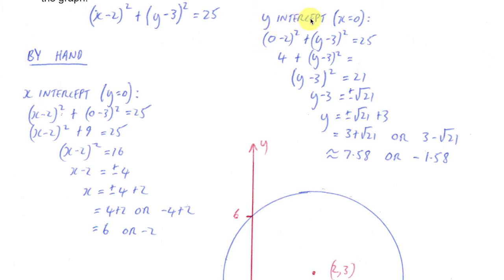Same approach is used for the y-intercept, so this time x is equal to 0, so I sub in x equaling 0. I take 4 from both sides. I take the square root of both sides, giving me 2 options on the right, so positive square root of 21 or negative square root of 21. And I end up with y equaling 3 plus square root of 21 or 3 minus the square root of 21. Notice that these are the decimal approximate answers, and I should never write those down on my graph.